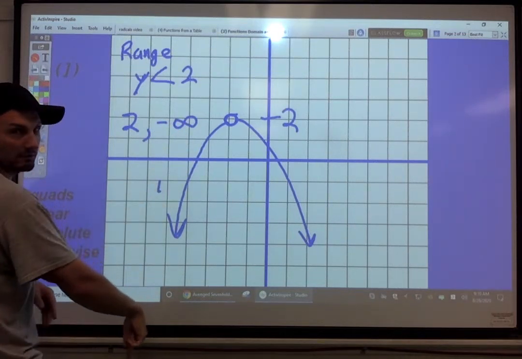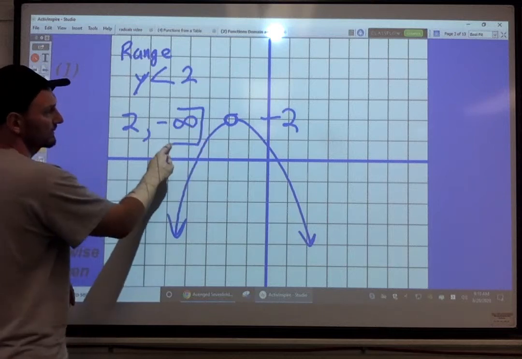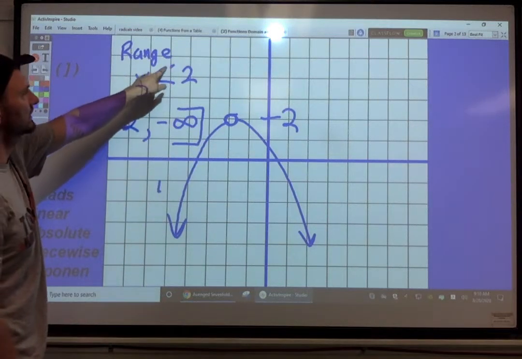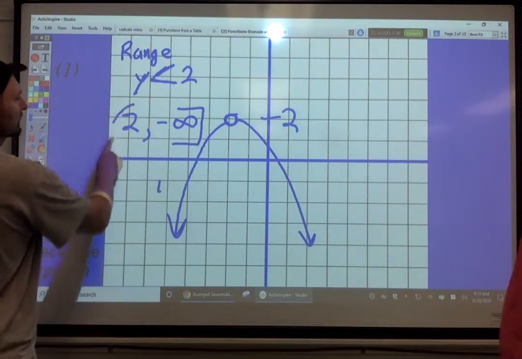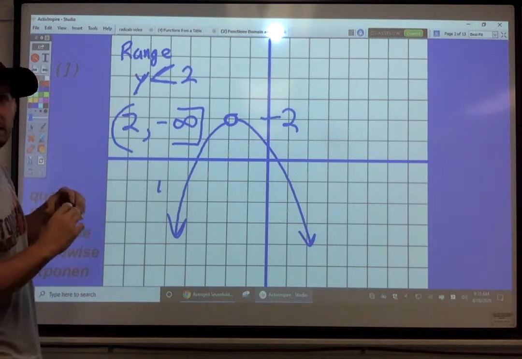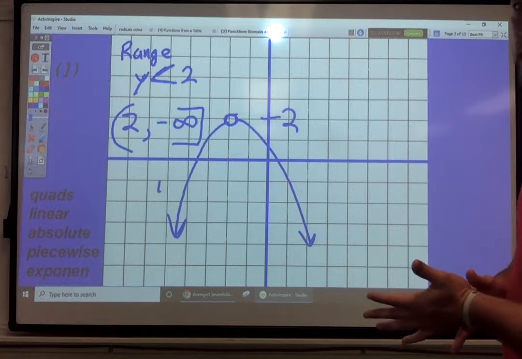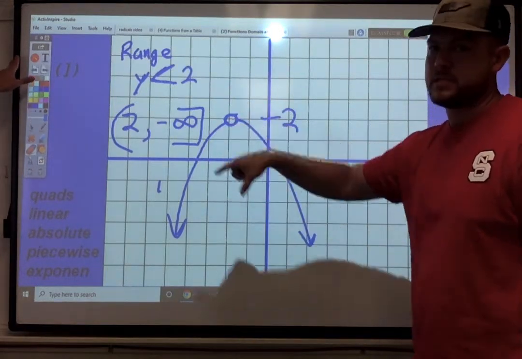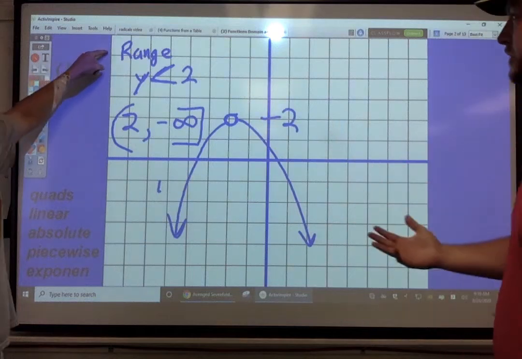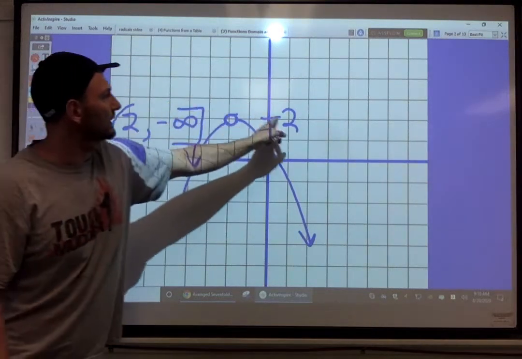Now, negative infinity is not included with it. Now remember here, it's not included, it's not equal to. So that's when I use a parentheses instead of a bracket. Again, it does matter whether you use a parentheses or a bracket. Bracket means it's included. Parentheses means that number is not included. Okay, so there's your range.